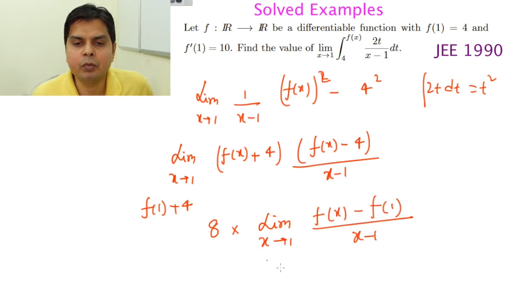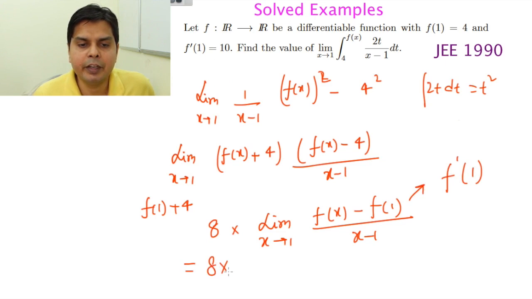Now what is this whole thing? This is nothing but f prime 1. So what is f prime 1? f prime 1 is 10. So the answer will be 8 into 10, 80.